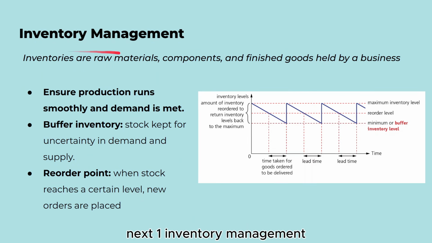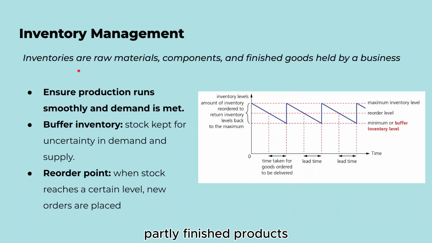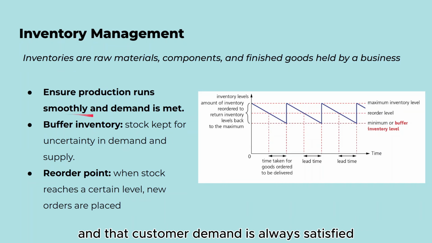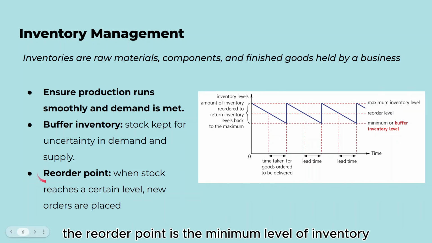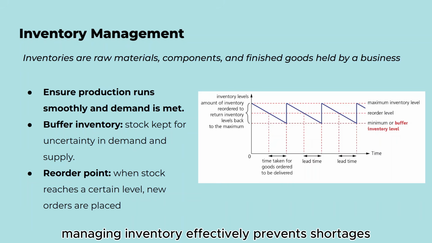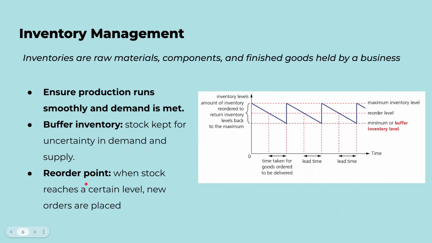Next one, inventory management. Inventories are the stock of raw materials, partly finished products, or completed goods held by a business. They make sure production continues without delays and that customer demand is always satisfied. A buffer inventory is extra stock kept in case demand suddenly rises or supplies are late. The reorder point is the minimum level of inventory before new stock must be ordered. Managing inventory effectively prevents shortages and avoids wasting money on excess stock.